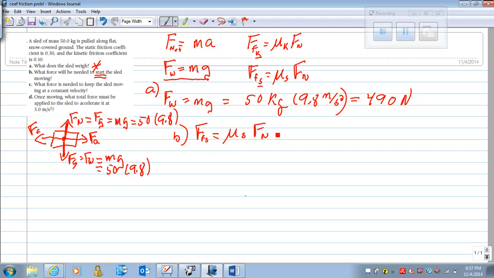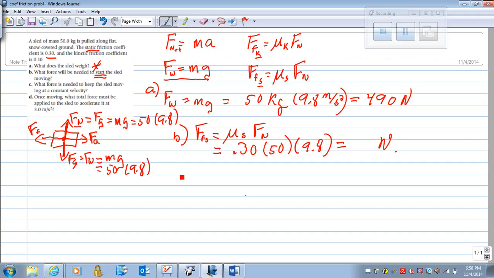So we will need to use mu s times the normal force. Looking at our diagram here, the mu s is given to us right here. The coefficient of static friction is 0.3, and our Fn, which is right here, is actually just 50 times 9.8. You can go ahead and get that answer. It'll be in newtons.